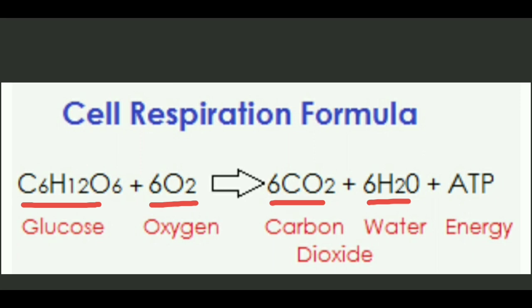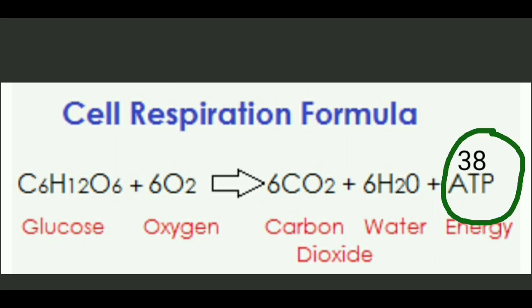And for class 9 and 10, the energy is released in the form of ATP. 38 ATP of energy is released in case of aerobic respiration. So this chemical equation for aerobic respiration is very important. Please note it down and take it very simple. Cellular respiration taking place in the presence of oxygen is aerobic respiration, and it is taking place in all living organisms, all the plant cells, animal cells.